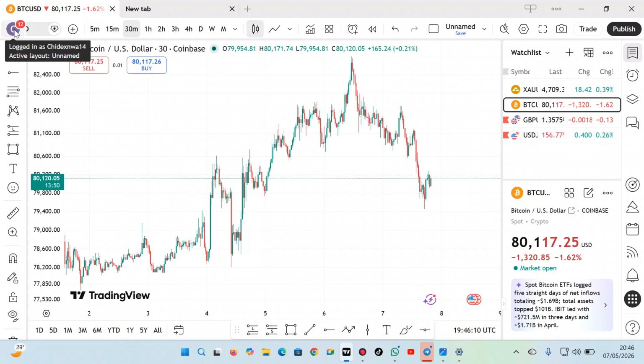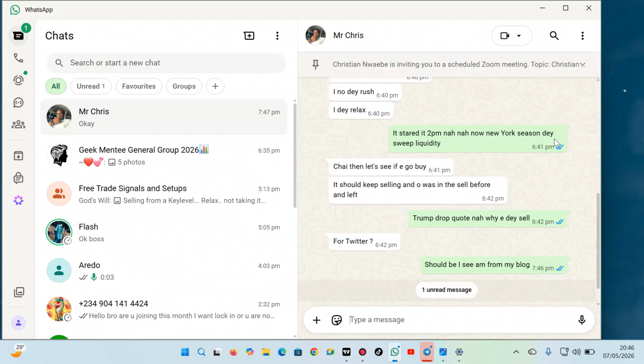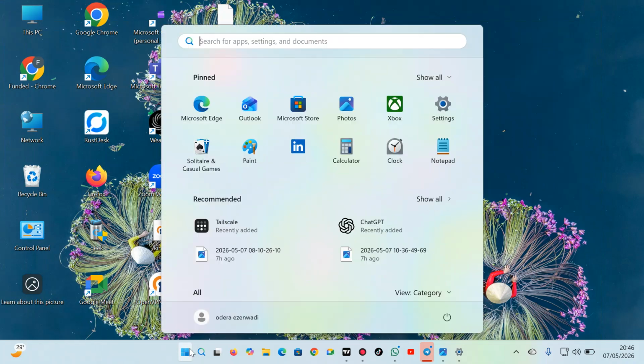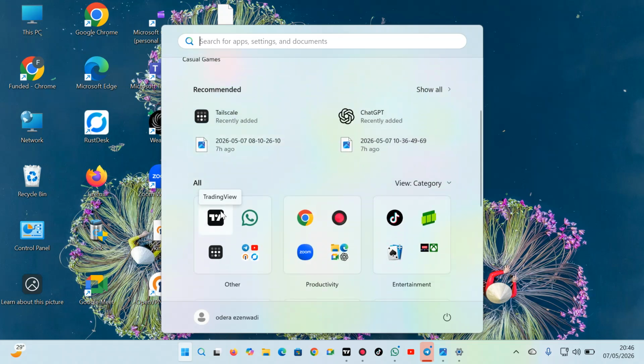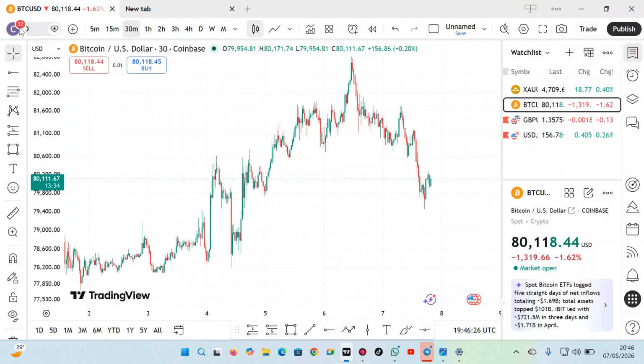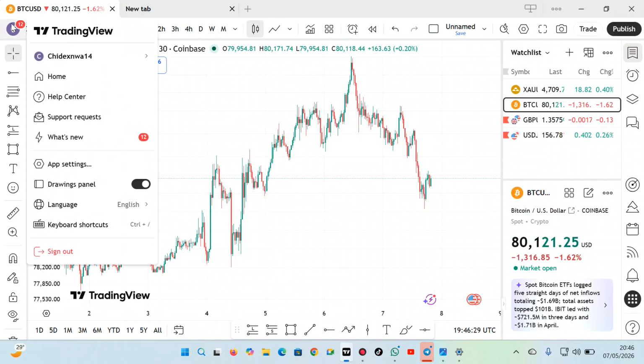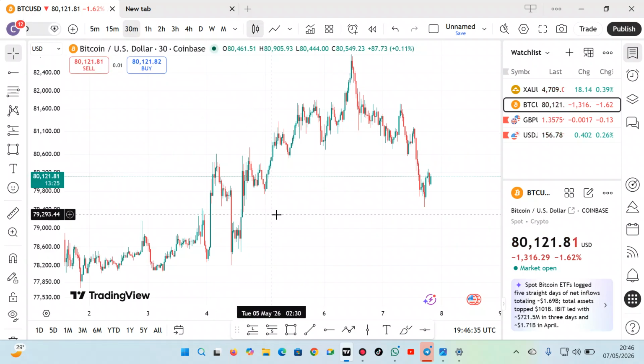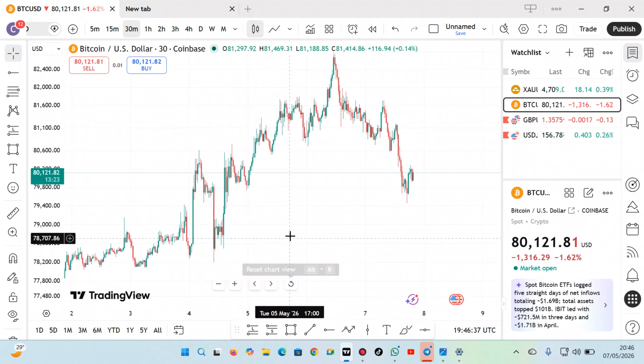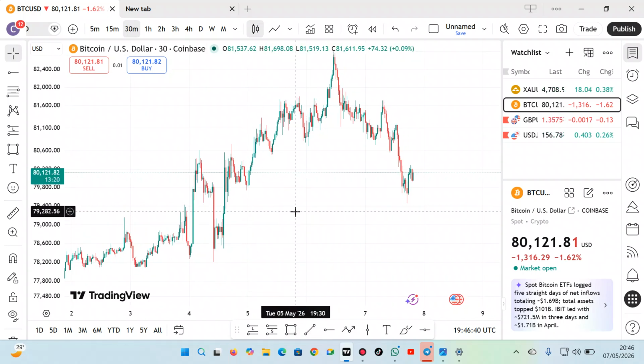After downloading TradingView, this is how TradingView looks like. This one is TradingView, right? After downloading it, you come to this particular zone, and you are going to see sign up around this zone. You click on sign up, use your email to sign up. Then after that, when you might have signed up, you come to this particular zone.